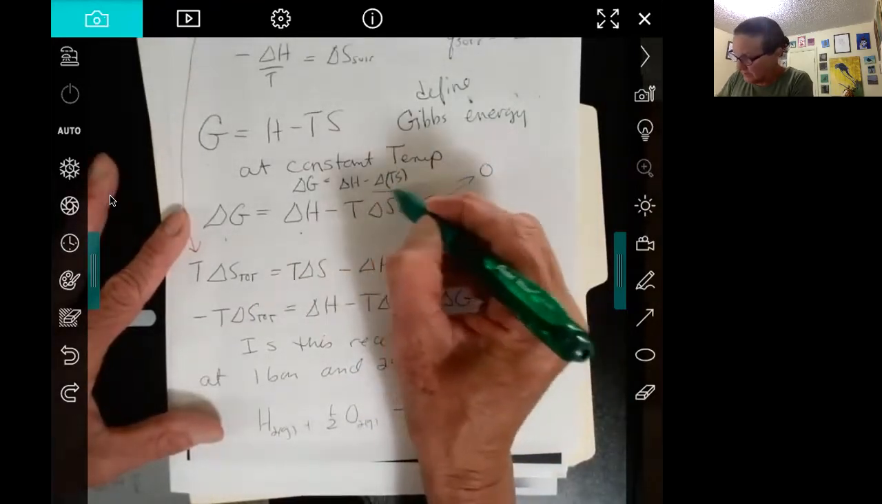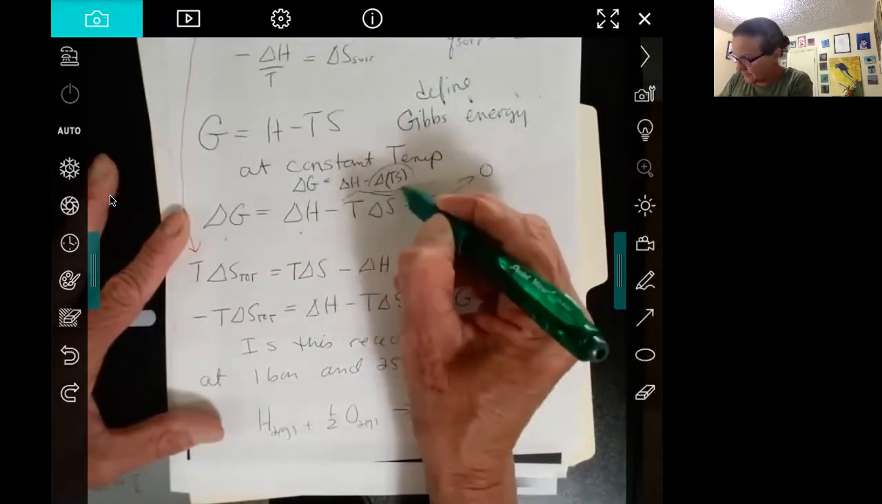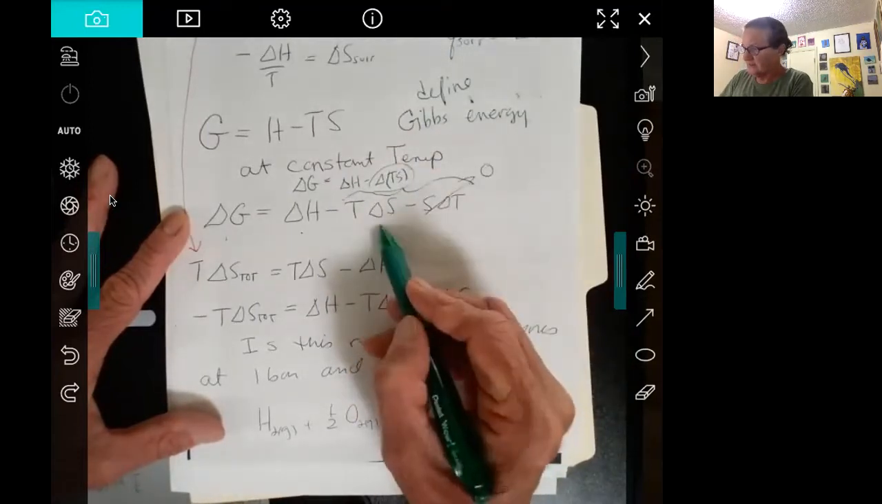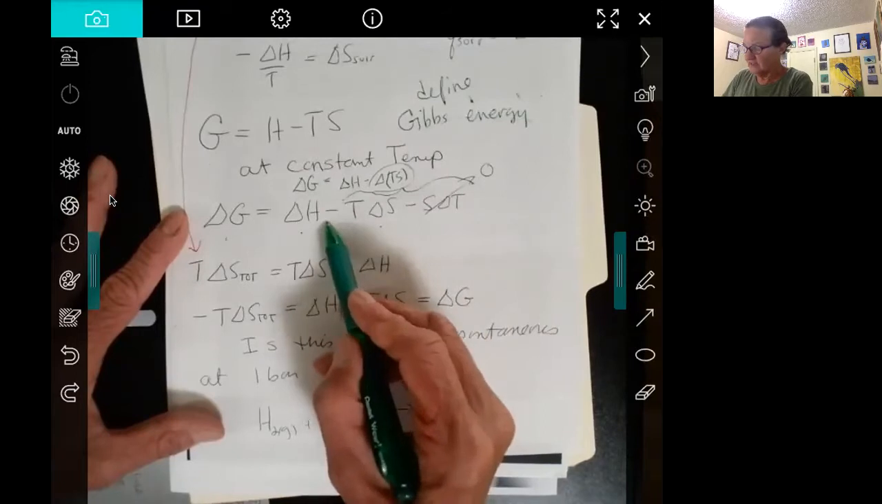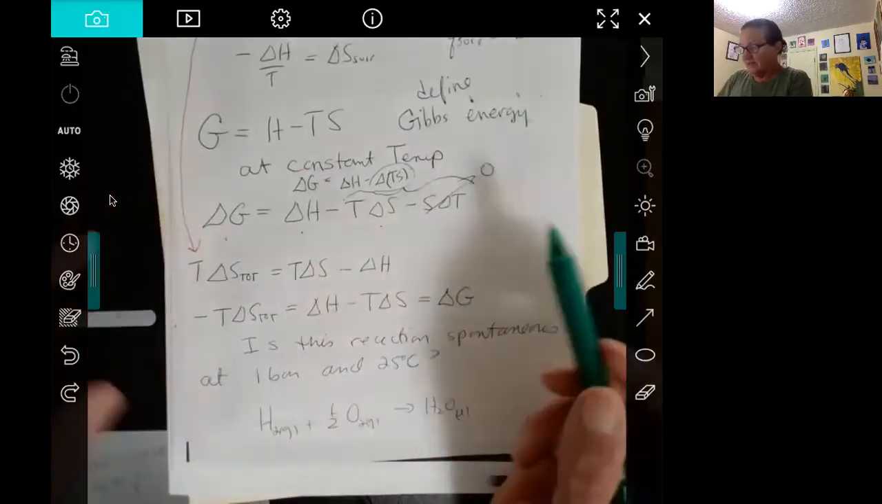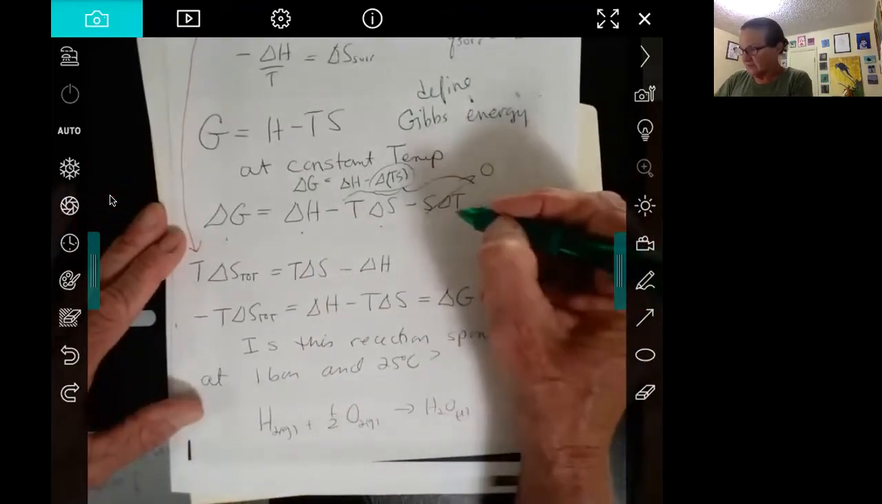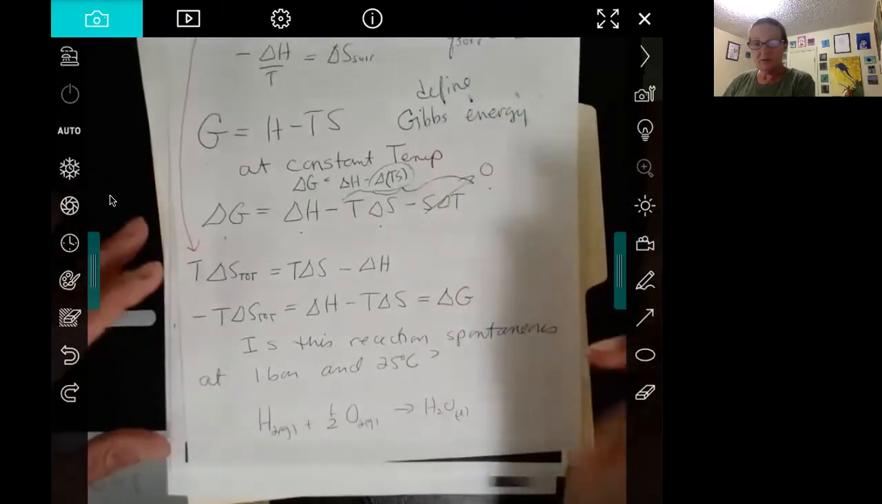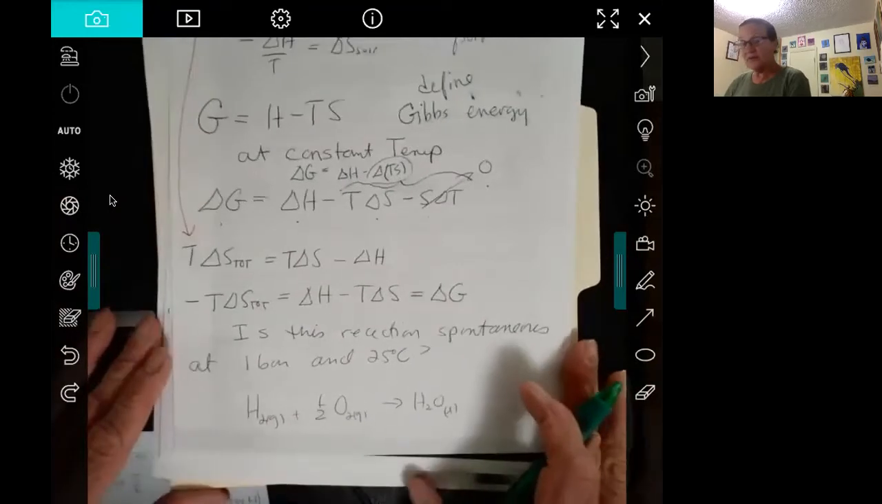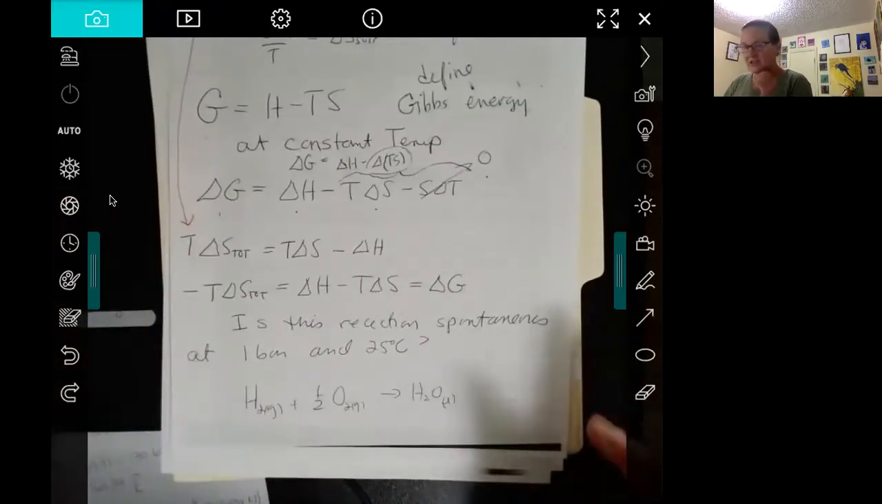So you can expand this to be T delta S minus S delta T. So each of these has a negative on it. And then if the process takes place at constant temperature, this term is 0. And this is going to be an important thing to remember. We're deriving what we know about delta G only if the process is at constant temperature and pressure.